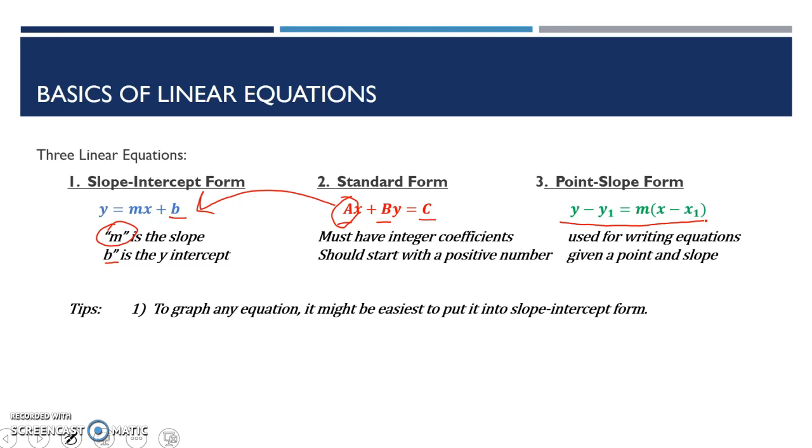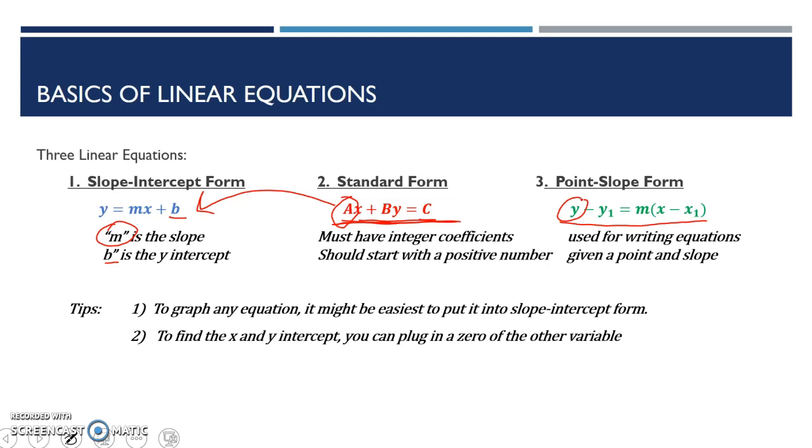Just some tips when you're working with these. To graph any equation, it might be easiest to put it into slope-intercept form. So if you're asked to graph an equation and it's in standard form, well, just solve for y. Get the y by itself, and then it'll be in slope-intercept form, and you'll be able to graph it from there. Same thing if it's in point-slope form. You probably won't have it in point-slope form, but if you do, you're going to solve for the y, and then just put it in slope-intercept form, and then it'll be easy to graph.